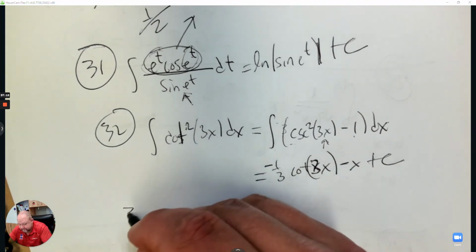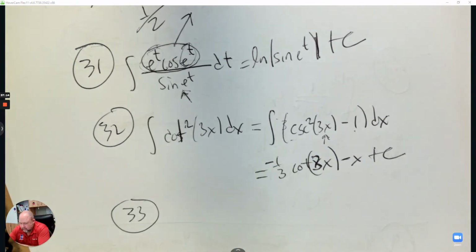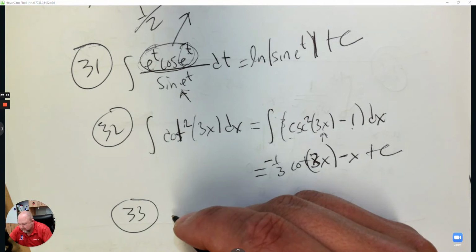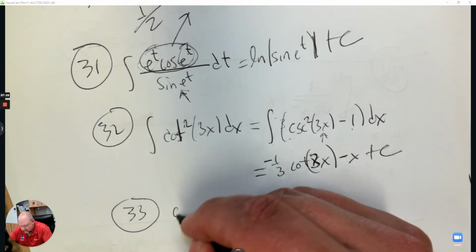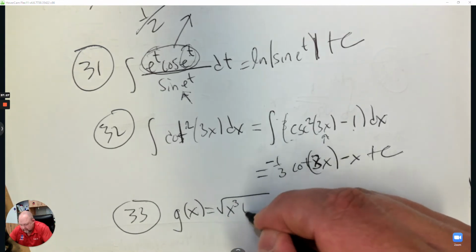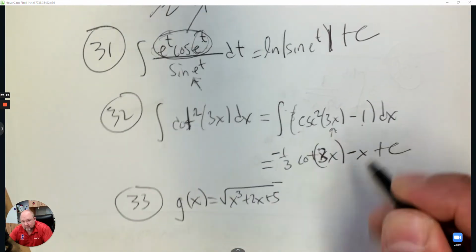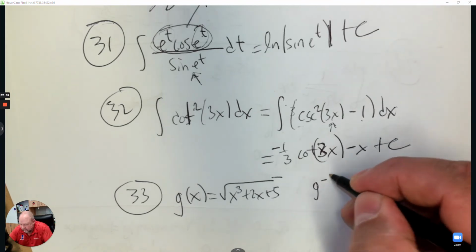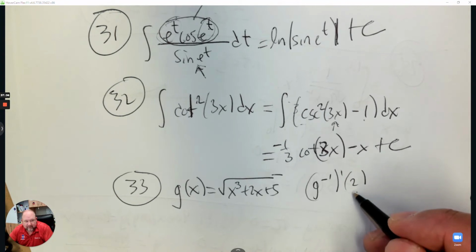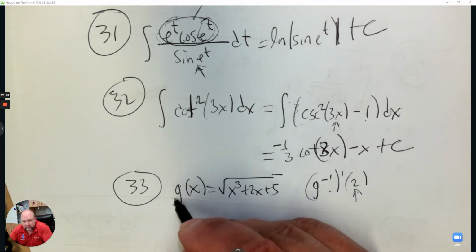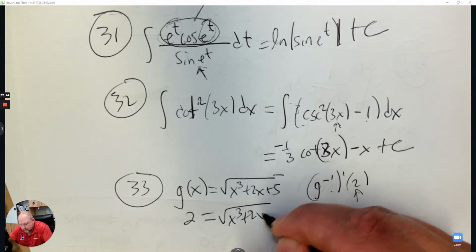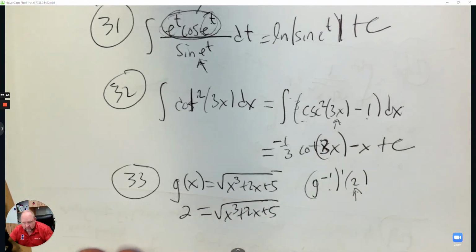Number 33. Use a calculator, finally. And negative 1 is the inverse. So to understand this, step number 1 is recognize that's the y value for the function. So inverse. So if I inverse that, this is the x value of the inverse, which makes it the y value. In other words, make it equal to 2 and use your calculator. So now use your calculator and solve this equation.